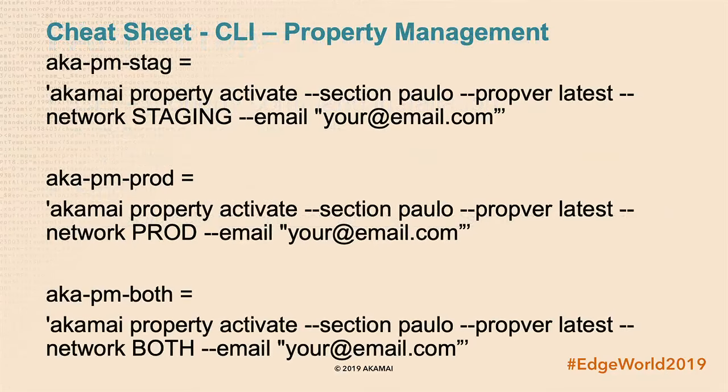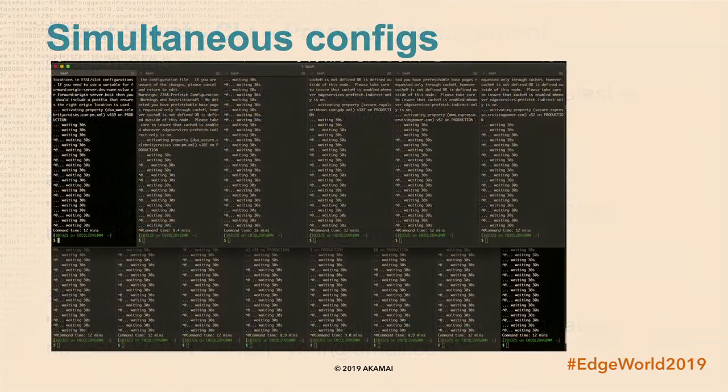And on a typical, sorry, jump slide here. So another cheat sheet for the property manager, we have these aliases. We love aliases, right? Don't try to memorize these commands all the time. They're kind of pretty long. So we create one alias. So to activate config on staging, I type aka-pm-stage space config name, and within 3 minutes, my config is activated on the staging network. So I have one for production and one for both networks. On a typical migration day, this is a real screenshot. We activate 14 configuration files all at once from the command line.